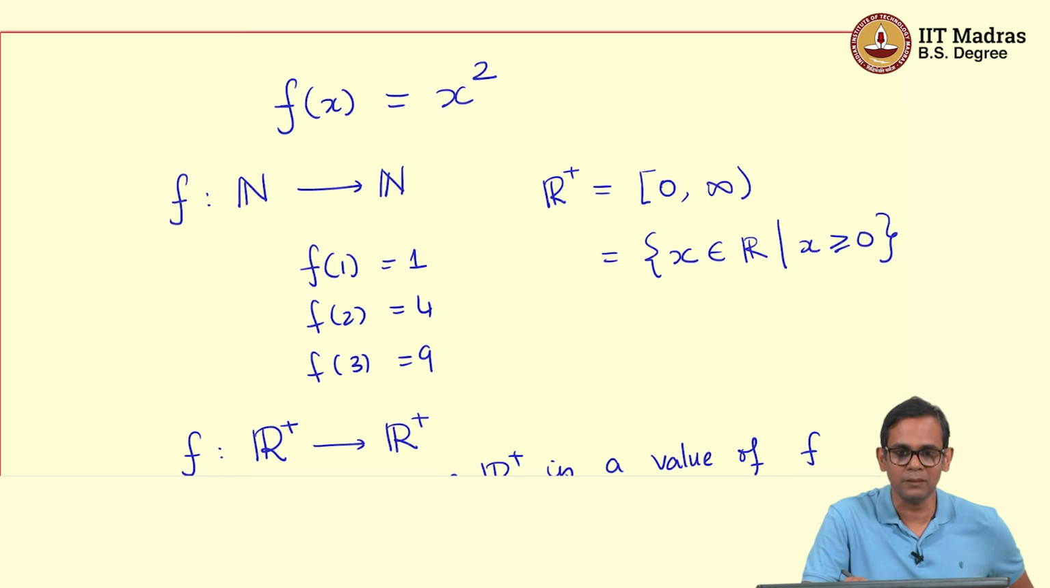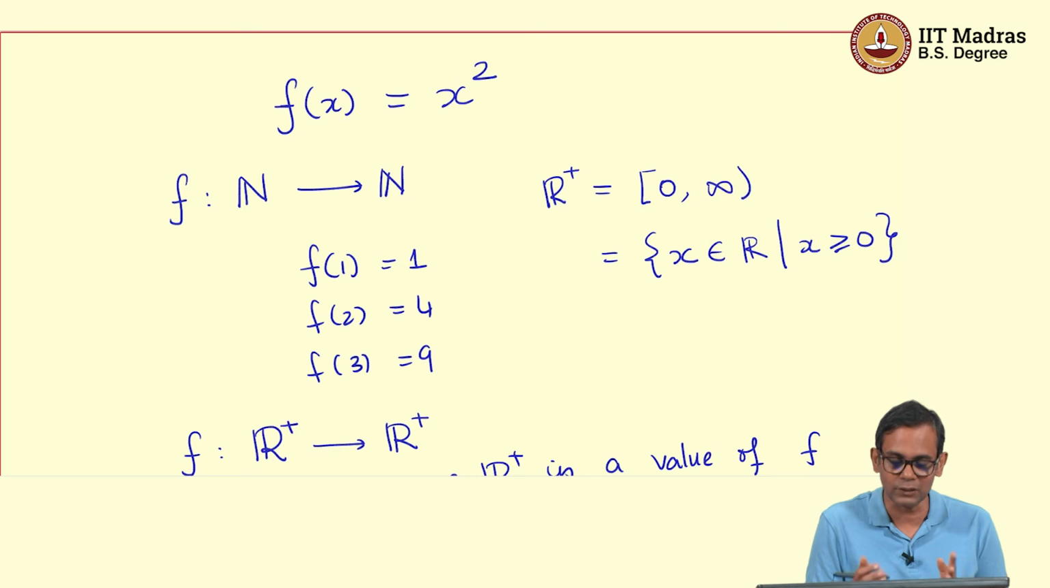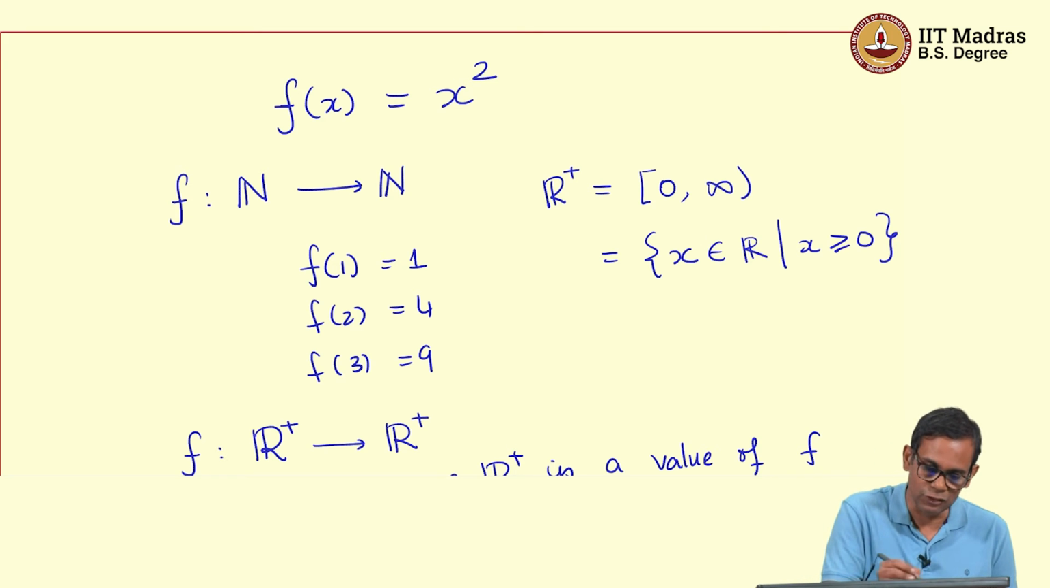Well, distinct natural numbers have distinct squares, right. If you have two different natural numbers, because they are both positive, their squares will actually be different. So, this is injective.